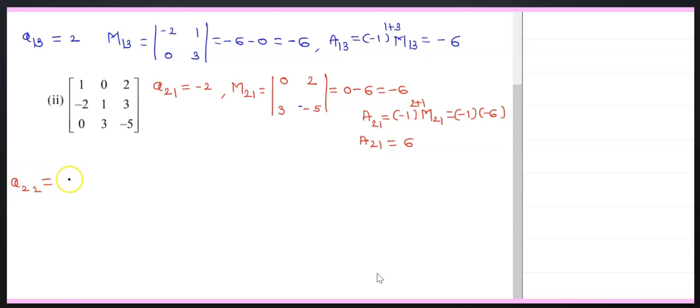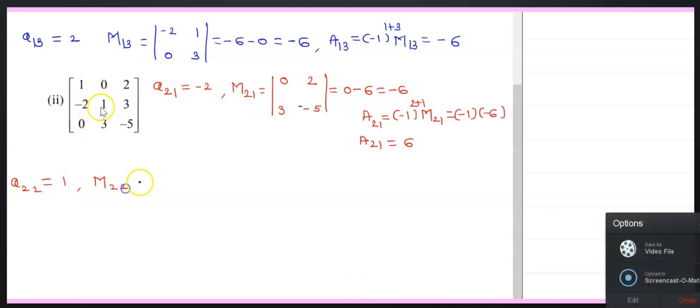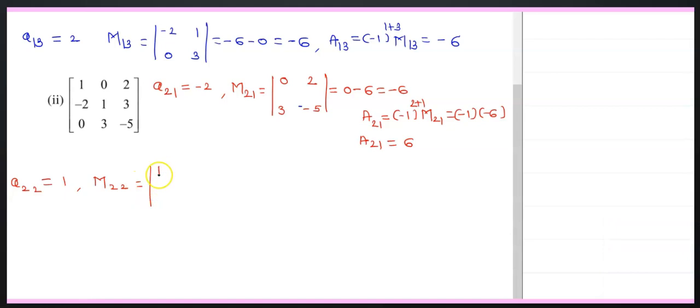Next is A22. Now to find A22, look in the vertical upward and downward direction, this will go and this will delete the element. Then you will get only the 4 elements, which are 1, 2, 0, minus 5, and it is minus 0. Overall it is minus 5. Therefore A22 is minus 1 raised to 2 plus 2 times M22, and that is equal to minus 5.